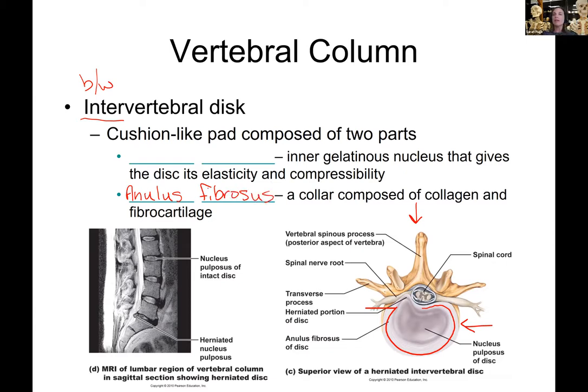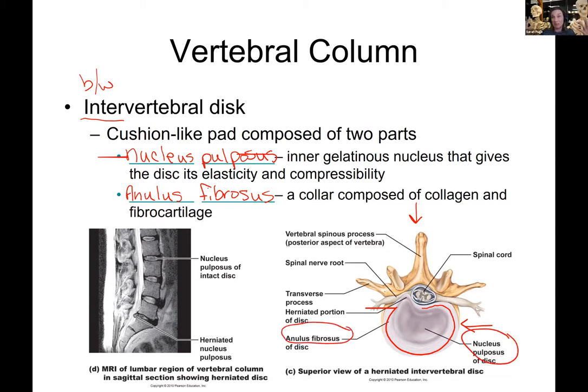Okay. And then on the inside, where it's a little darker gray, there's a more gelatinous type material called the nucleus pulposus. And so you can see down here the annulus fibrosus and the nucleus pulposus.